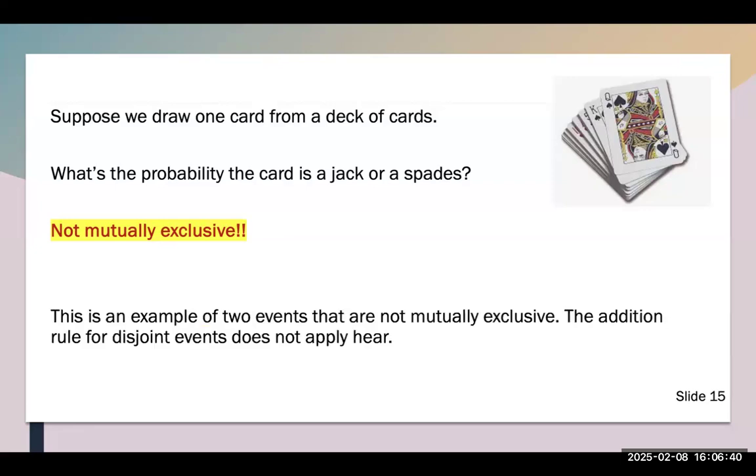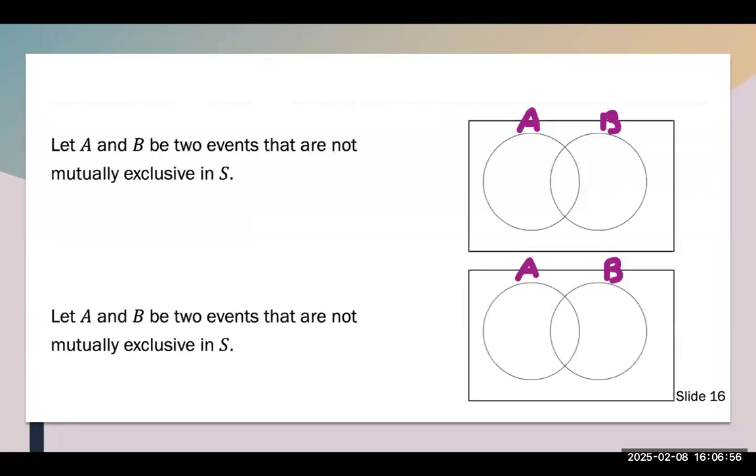So this is an example of 2 events that are not mutually exclusive. The addition rule for disjoint events does not apply here. And this shouldn't be here like hearing, it should be H-E-R-E like here. Is there another formula we can use? Yes. So I just want to make sure you understand what mutually exclusive and not mutually exclusive is. So we said mutually exclusive means these 2 sets, A and B, do not intersect.